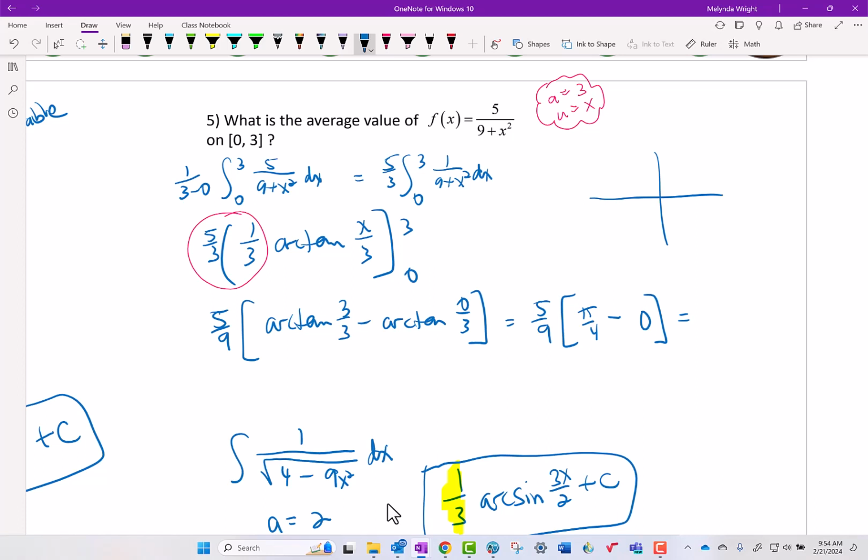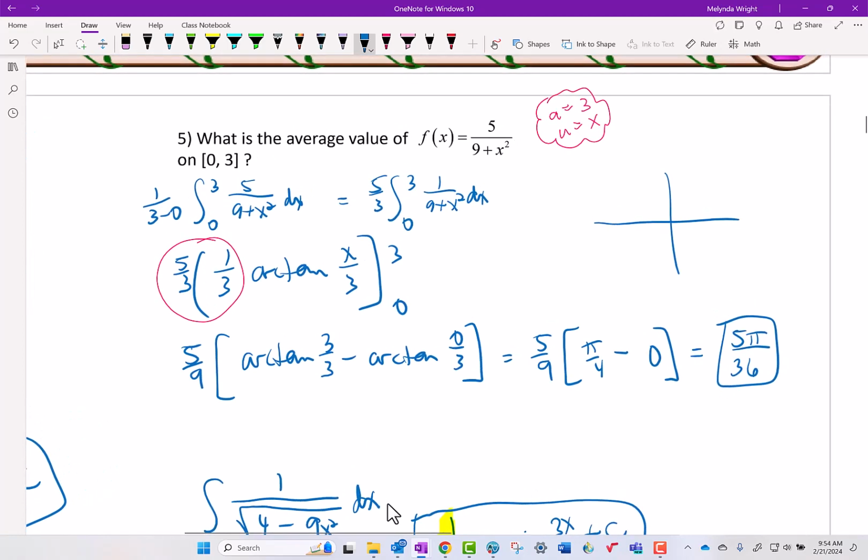So then my final answer would be what? 5 pi over 9 times 4. What is that? 36. And there we go. In this question, why is a 3 and u x if there's no square root? Well, this is a squared, so that means a would be 3. And this is u squared, which means u would be x. Okay?